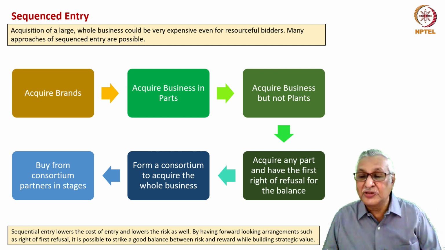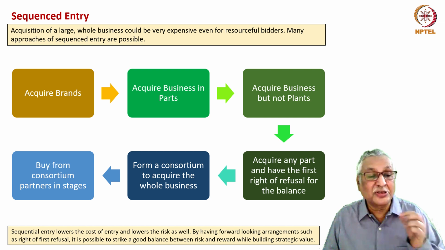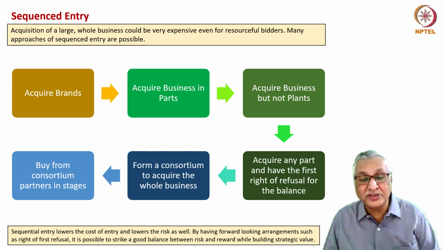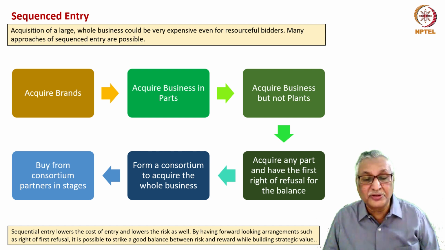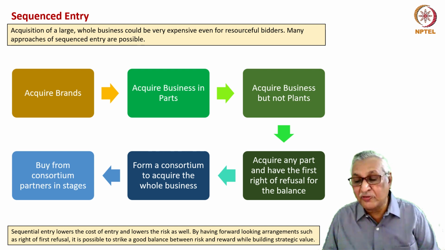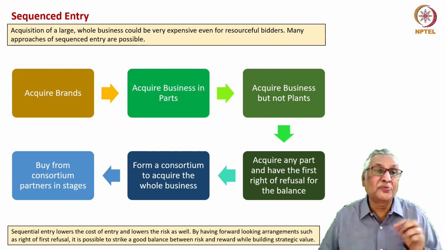Acquire any part of the business but have the first right of refusal for the balance. Form a consortium to acquire the whole business. Buy from consortium partners in stages. This kind of sequential entry plans lower the cost of entry and lower the risk as well. By having forward-looking arrangements such as right of first refusal, it is possible to strike a good balance or golden mean between risk and reward while building strategic value progressively.